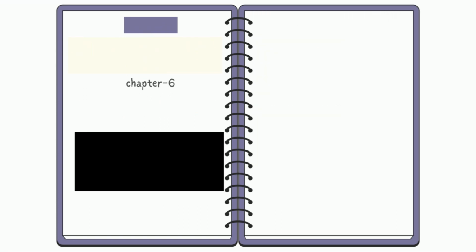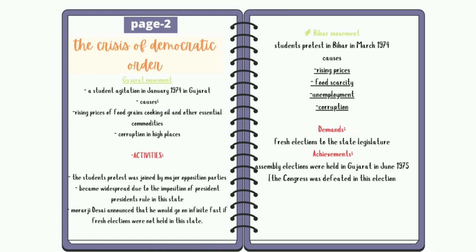Now let's take a look at the Gujarat movement. A student agitation in January 1974 in Gujarat. What were the causes? Rising prices of food grains, cooking oil and other essential commodities, corruption in high places. A student protest was joined by major opposition parties, and became widespread due to the imposition of President's rule in the state. Morarji Desai announced that he would go on infinite fast if fresh elections were not held in this state.